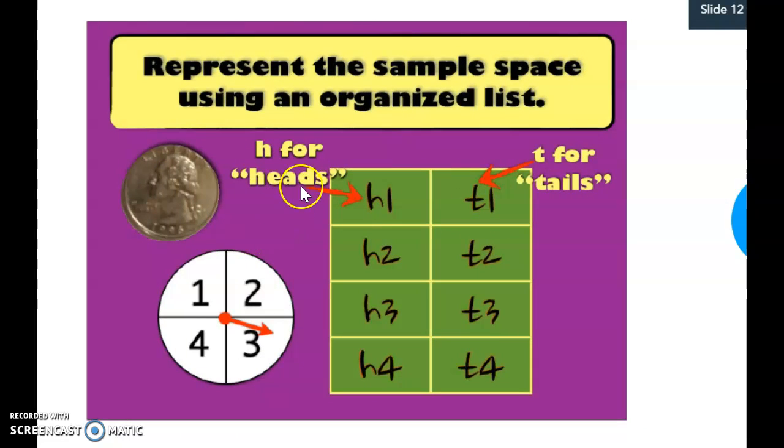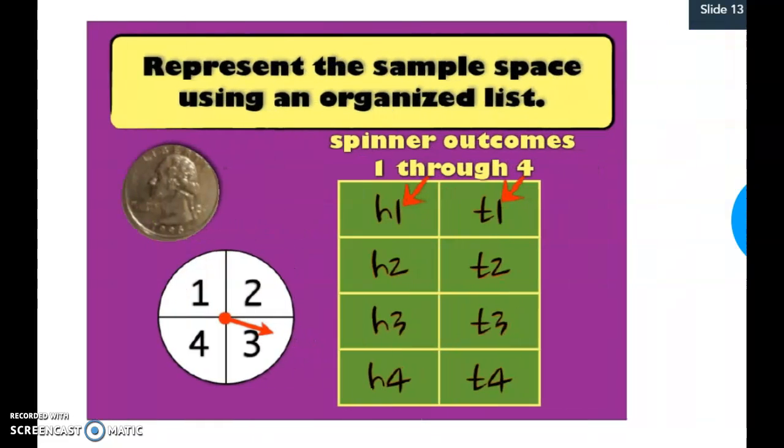So you can do head and a 1, head and a 2, head and a 3, head and a 4. Likewise, you can do tail and a 1, tail and a 2, tail and a 3, tail and a 4. So here, these are all the possible outcomes of flipping a coin and then spinning a spinner. You represent the sample space using an organized list, and you make sure you list everything.